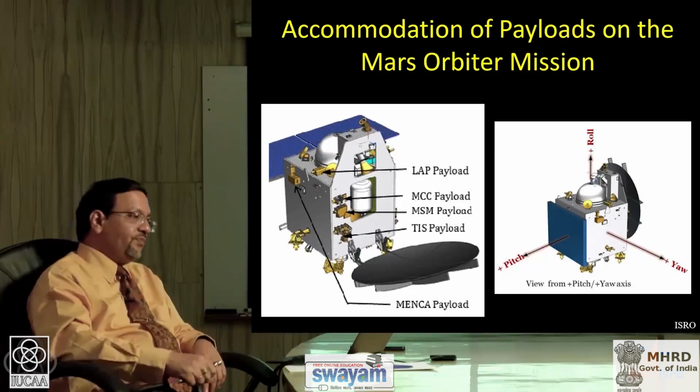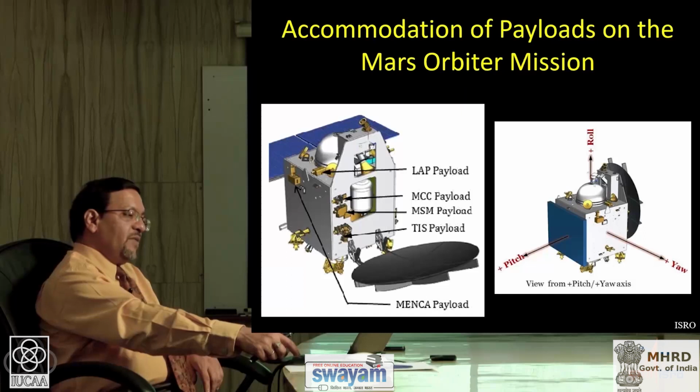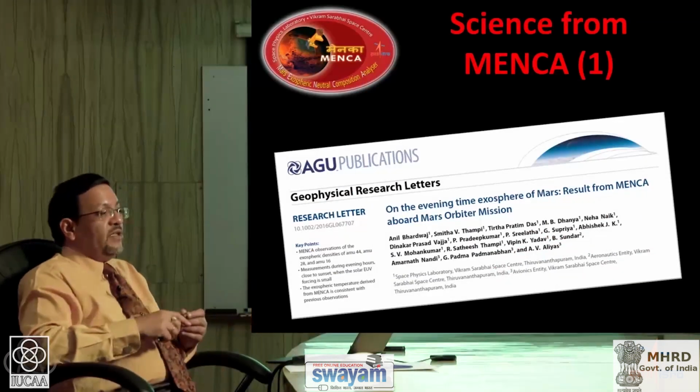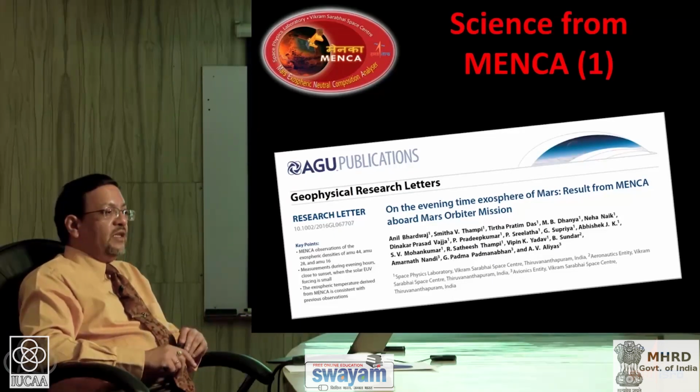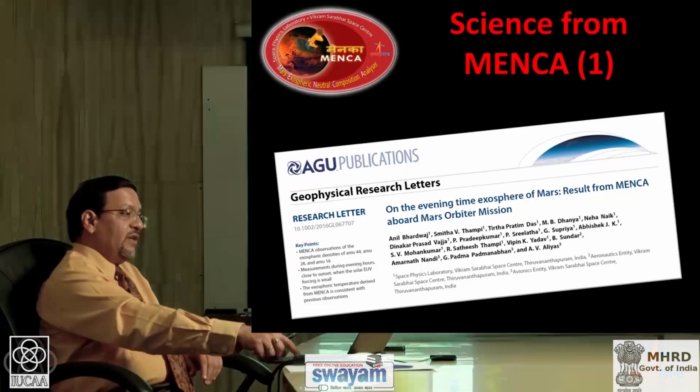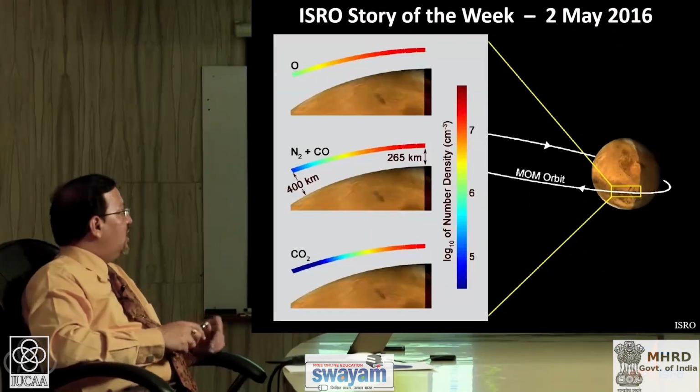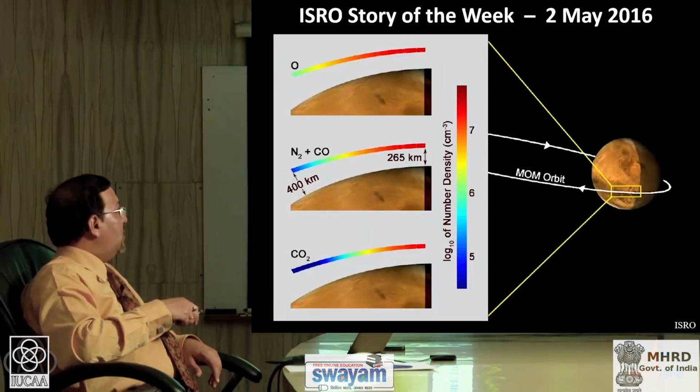This experiment has produced very exciting results, and one of them is about the evening time exosphere of Mars. Essentially what it means is that we are looking at the Martian atmosphere higher up at altitudes of about 250 to 300 to 400 kilometers at the evening time.